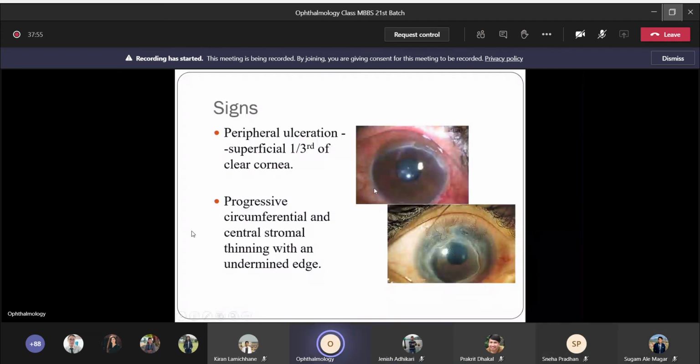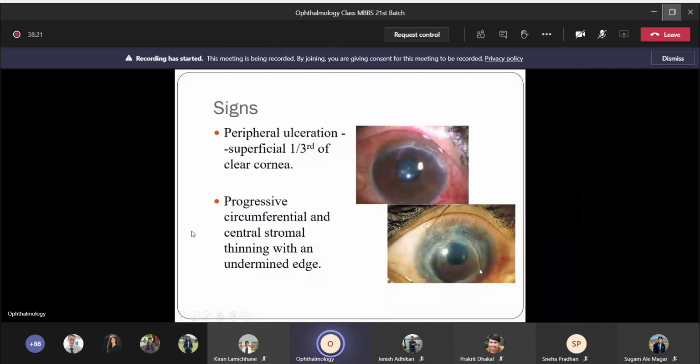Later it has a progressive circumferential spread. Once the treatment is started, or especially in case of bilateral involvement, it has a rapid spread, so it spreads rapidly circumferentially. Okay, so 360-degree spread circumferentially, and the central stroma is involved with an undermined edge. Okay, so ultimately it looks like this.